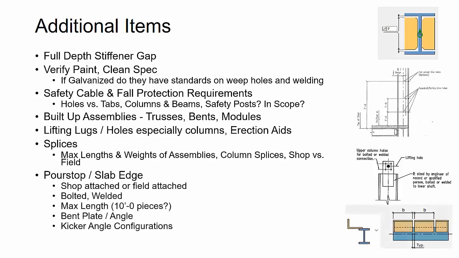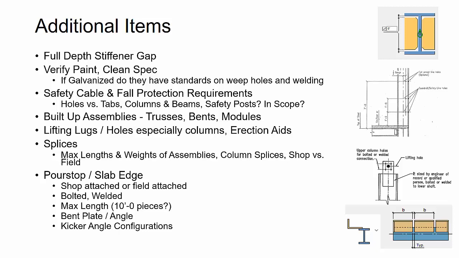Now, another big one, this actually can be a huge coordination issue on a job, is the pour stop or the slab edge around the perimeter of the building. Depending on the exterior type of the building, whether it's a window wall system or a precast exterior, and depending on the loads that are being transferred from the exterior or the cladding to the actual structure, is going to affect a lot of the details.